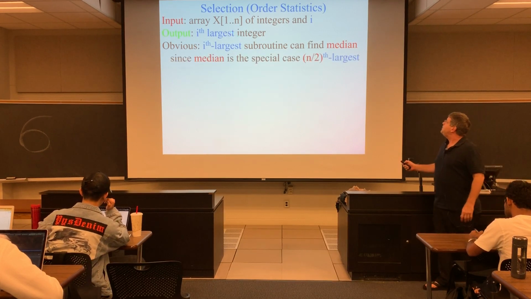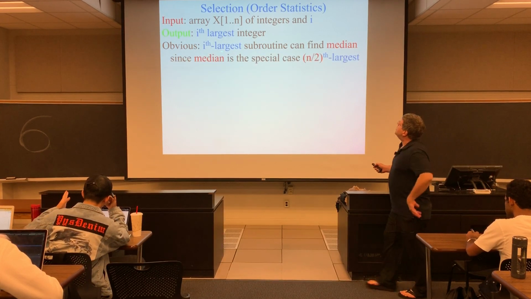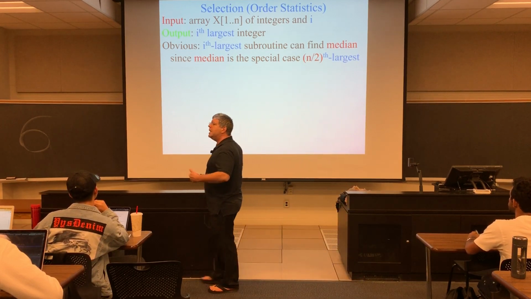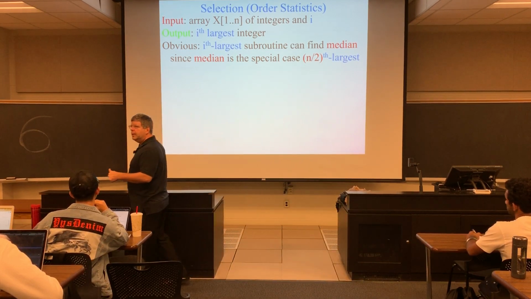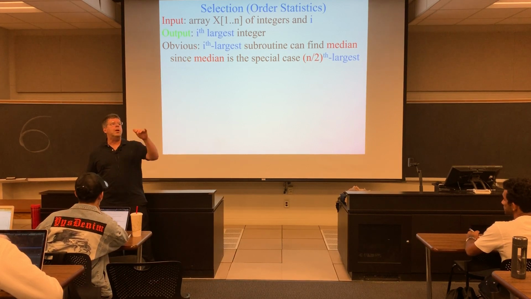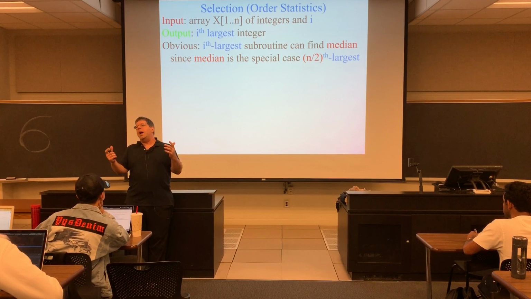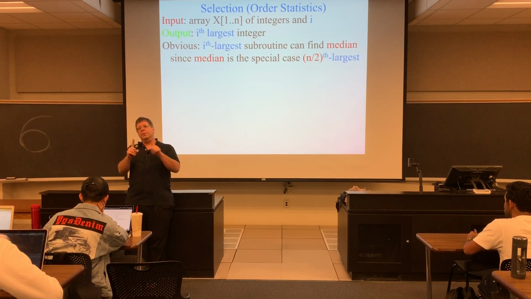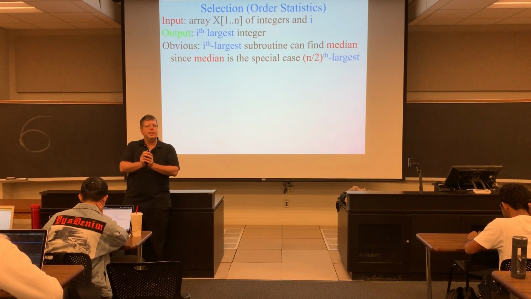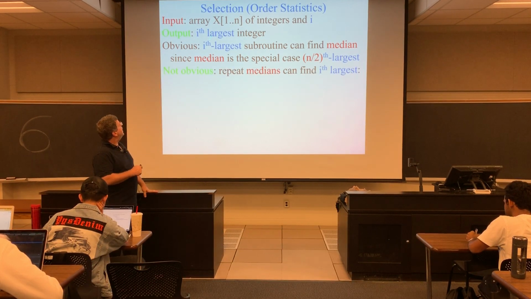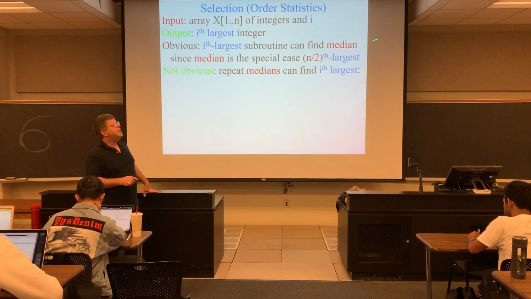Okay, so first we observed that finding the ith largest can be done by successive application of finding the median. The median is the n over 2 largest. It's the one in the middle, right? Assuming n is odd in this case. So the one in the middle is very specific, very unique, because they're all different from one another. How do you reduce finding the ith largest to just repeatedly finding the median? Okay.